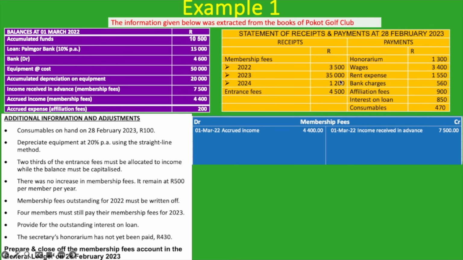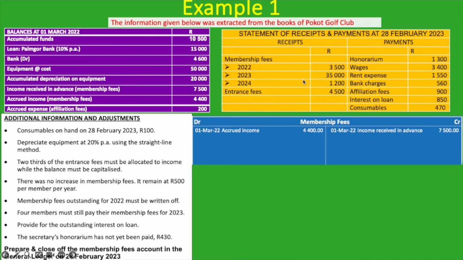And in 2023, we received 35,000 rand. So these are members who paid 35,000 rand in this particular financial year for being members in this particular financial year. That doesn't mean that we only earned 35,000 in this particular financial year. We know that may not be the case. In fact, it's not the case because we have income received in advance. Some people paid us last year for services that they're going to enjoy in this particular financial year. Some paid us this year for services they will enjoy in this year.